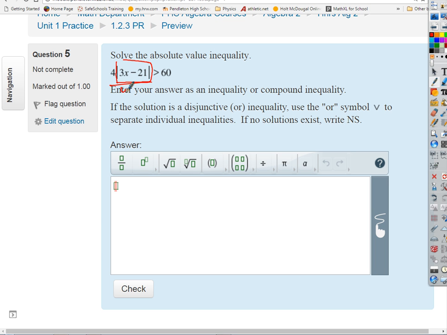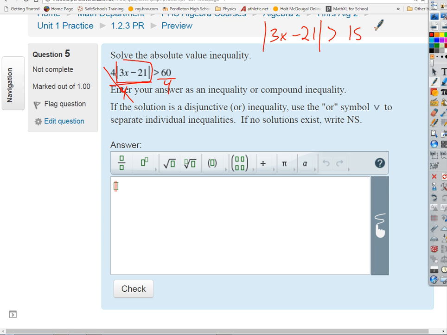We're going to divide each side of the inequality by 4, which is going to give us, on the left, or right up here, the absolute value of 3x minus 21 is greater than 15. Now we can make our trade.